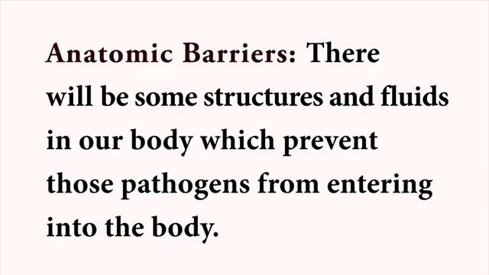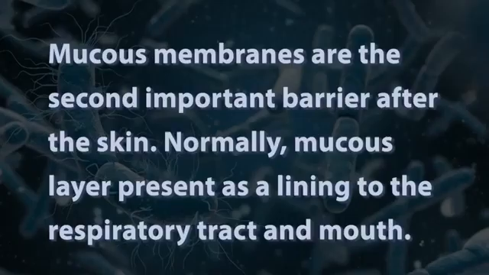Anatomic barriers. There will be some structures and fluid in our body which prevent those pathogens from entering into the body. Skin is one of the critical obstacles to pathogens. It covers our entire body and prevents the easy entry of pathogens. Mucous membranes are the second important barrier after the skin.